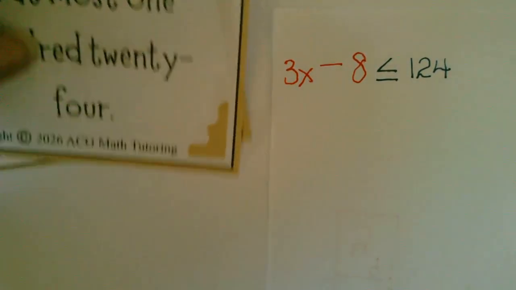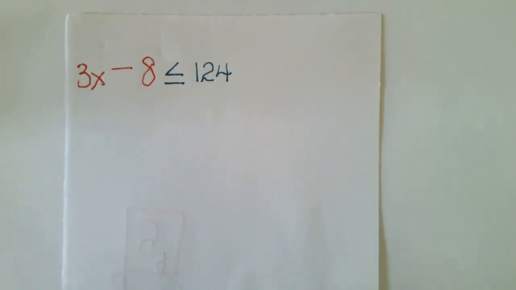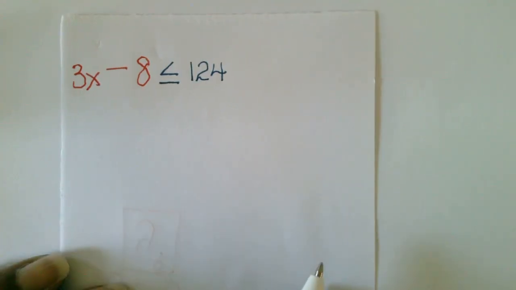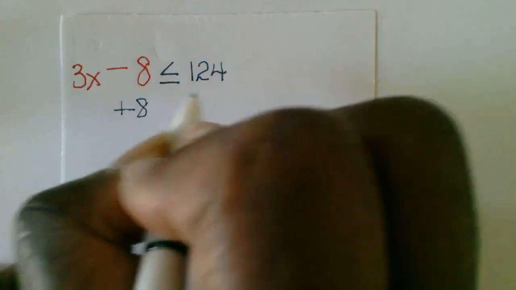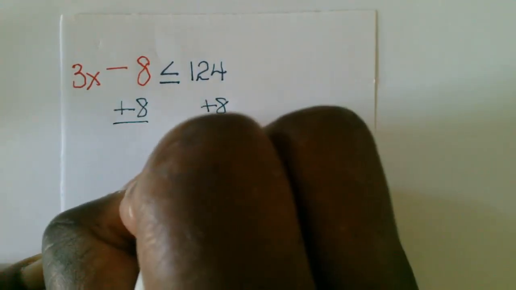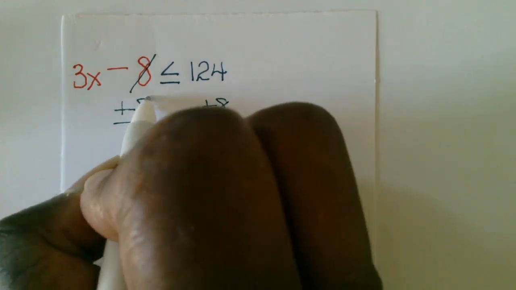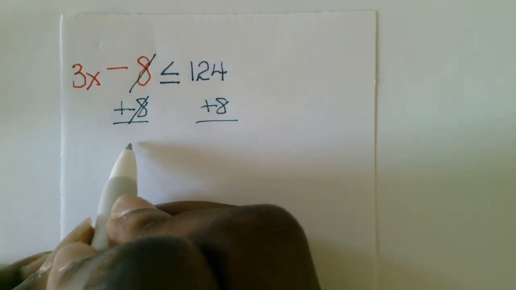So let me slide this over. And then I think it was J is telling me that I need to add the 8 on both sides. Do we agree? Because I do. So negative 8 and positive 8, that will normally give me a 0.